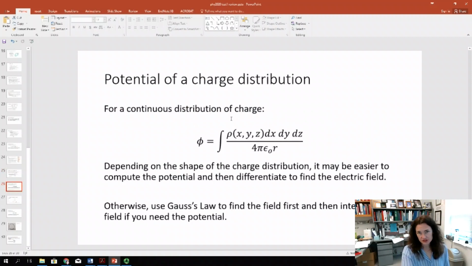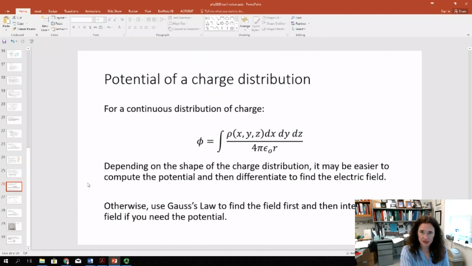If you have a continuous distribution of charge and not point charges, then what you do to find the potential is you do the integral of rho dV over 4 pi epsilon naught r, okay? And you do that summing over all the little dq's just like you did for your electric field. So we have a couple of different options here.